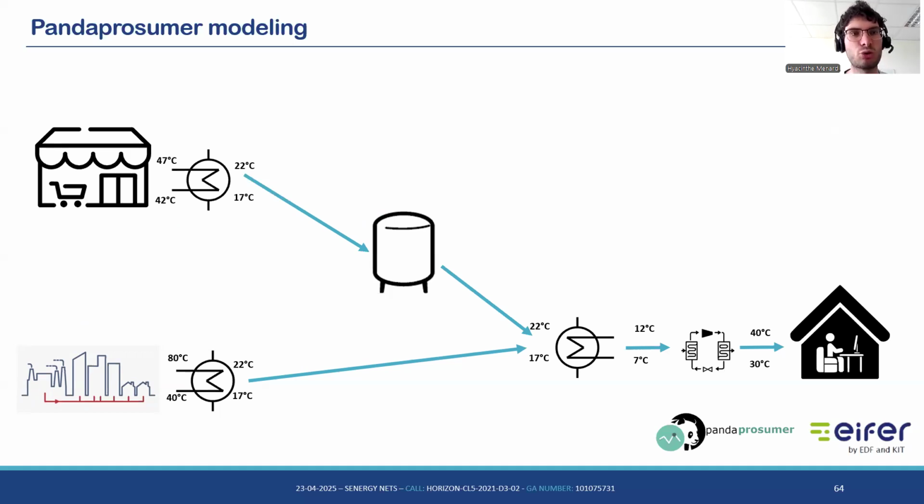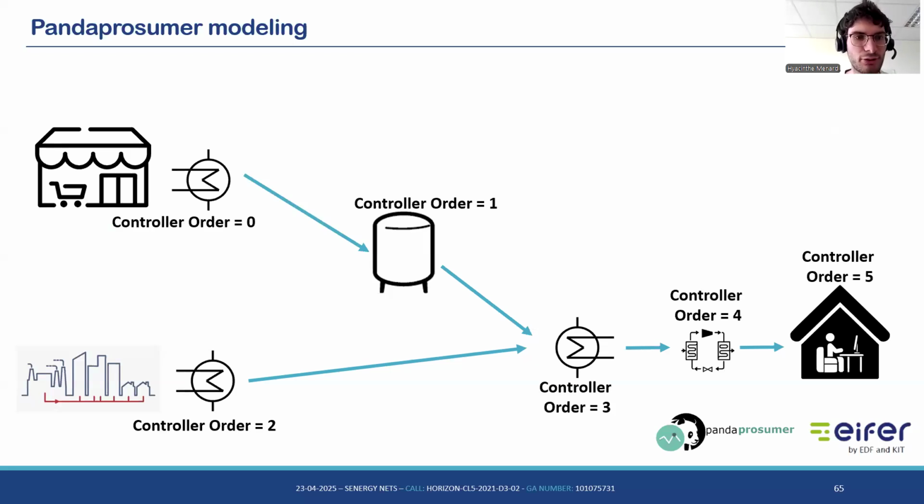So we need to define a merit order, because we want to define that in priority, we want to use the heat from the commercial center and the storage. And if there's no heat available from the storage or the commercial center, then we want to use, in last case, the connection to the DHN of Paris. And for this, I will use, from pandapower actually, the controller orders. The controller orders I use to define in which order the different controllers will execute.